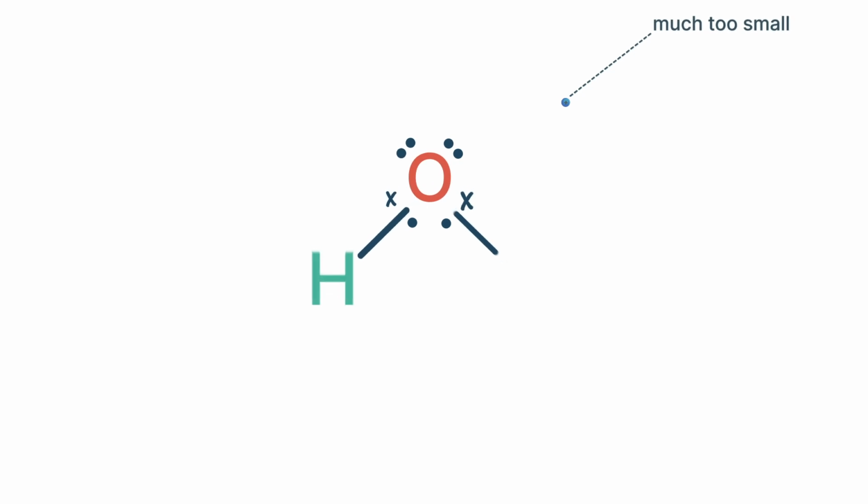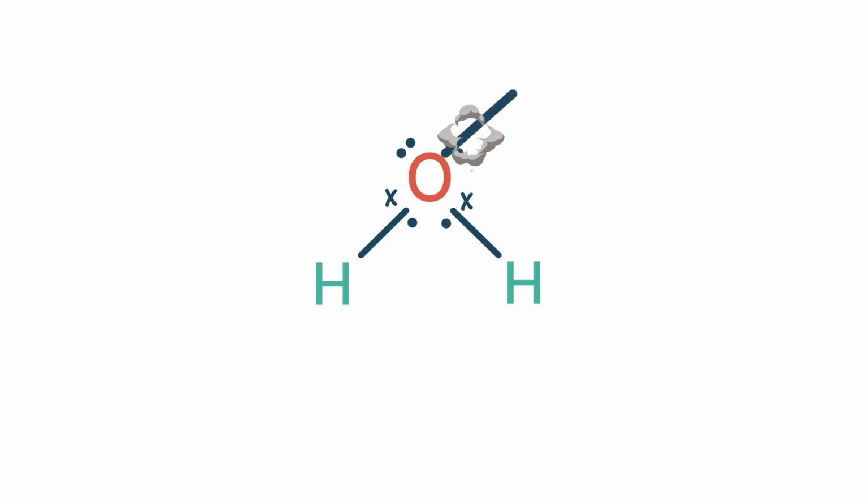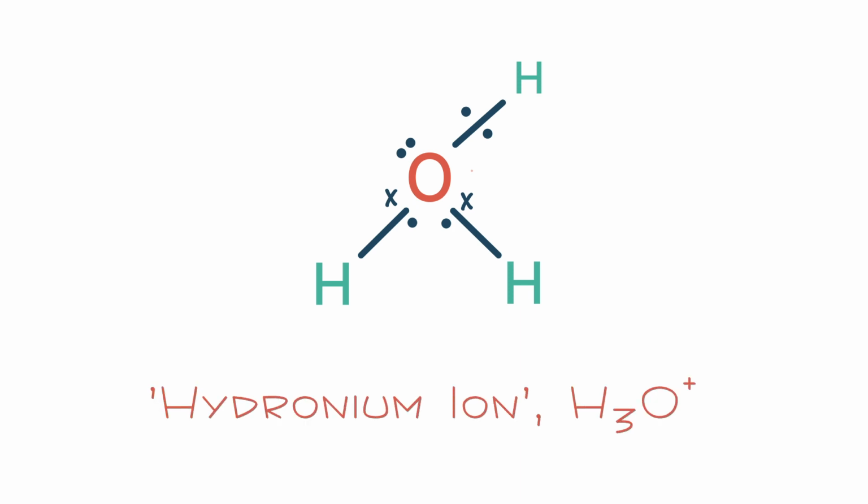Because of the very small size of protons, they are too small to exist independently in solution. With their large charge and their tiny size, they are quickly pulled towards any negative charges that are nearby. The lone pair of electrons on the oxygen atom in a water molecule are an obvious and common target for dissociated hydrogen ions. A covalent bond forms between the oxygen and the hydrogen, forming what is called a hydronium ion, H3O+.